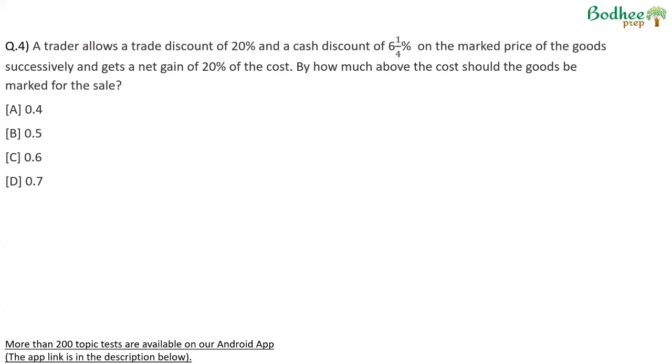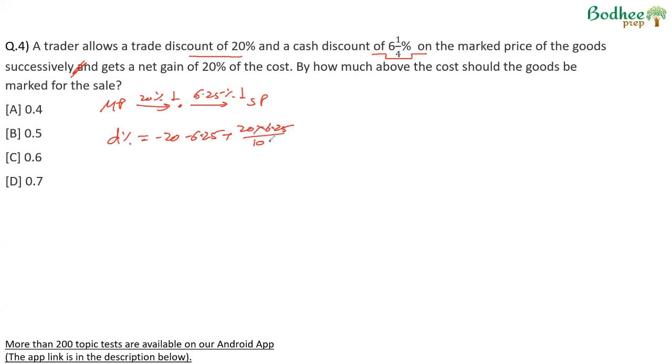A trader allows a trade discount of 20% and a cash discount of 6 1/4% on the marked price of the goods successively. So marked price will first be reduced by 20% and then by 6 1/4%. 6 1/4% is 6.25%. This will give us the selling price. So we can say that the overall discount percent will be minus 20 minus 6.25 plus 20 into 6.25 upon 100. This will give us the discount percentage.